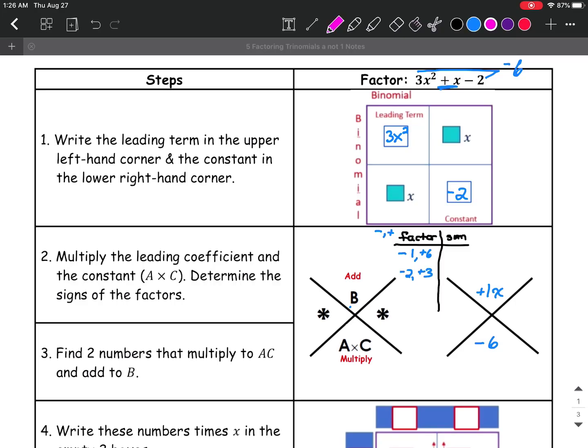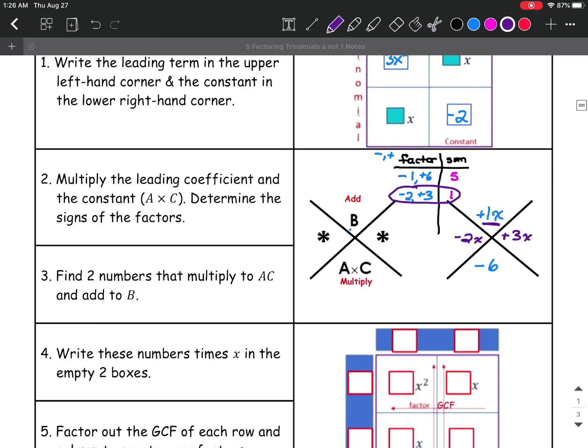And if I add them up, negative 1 plus 6 is positive 5. And negative 2 plus 3 is positive 1. There it is. There's my magic pair. Negative 2 and positive 3. And I'm going to put a little x with them. And you'll see why I put an x with them in a second. Okay, because notice we want them to add up to this positive 1x. So the negative 2x plus 3x will add up to the 1x.